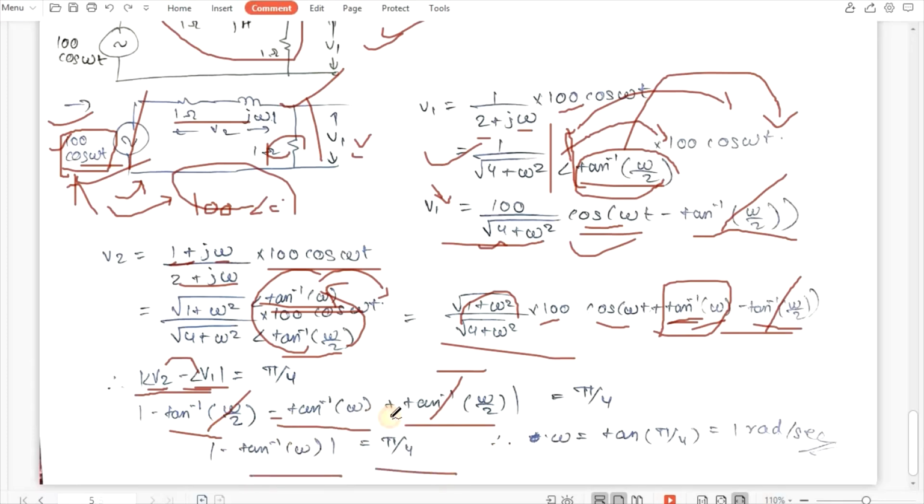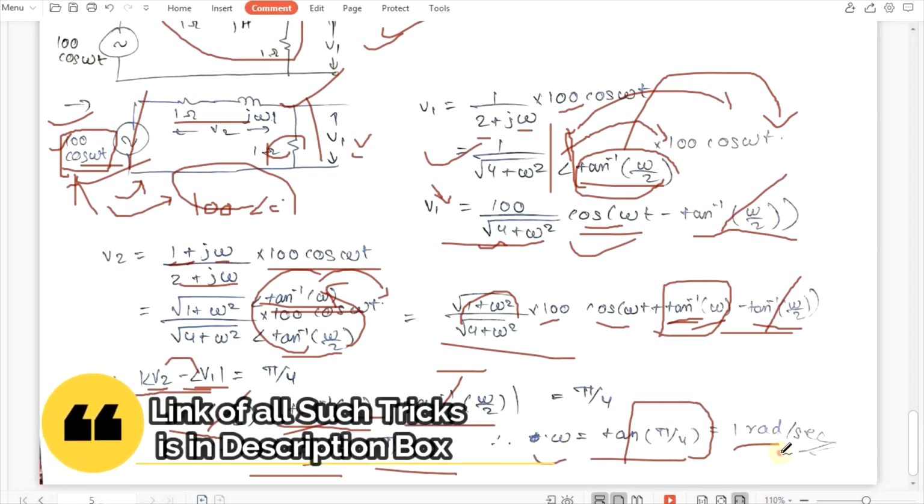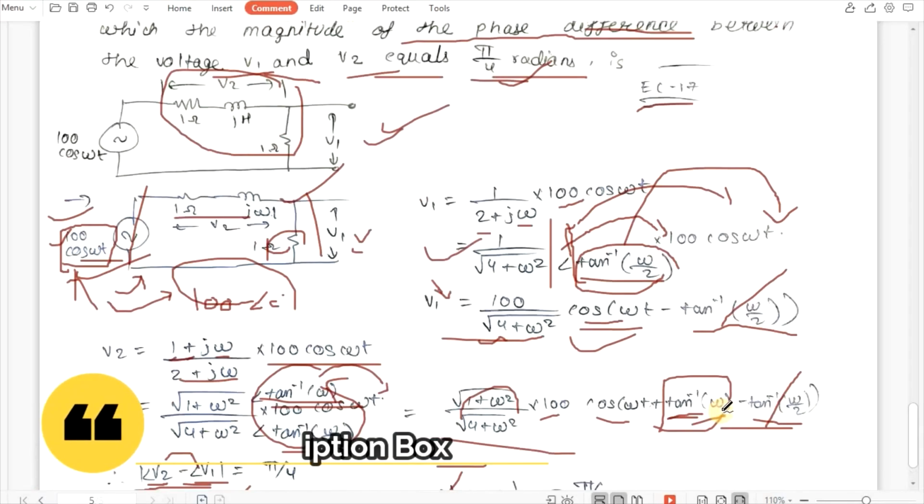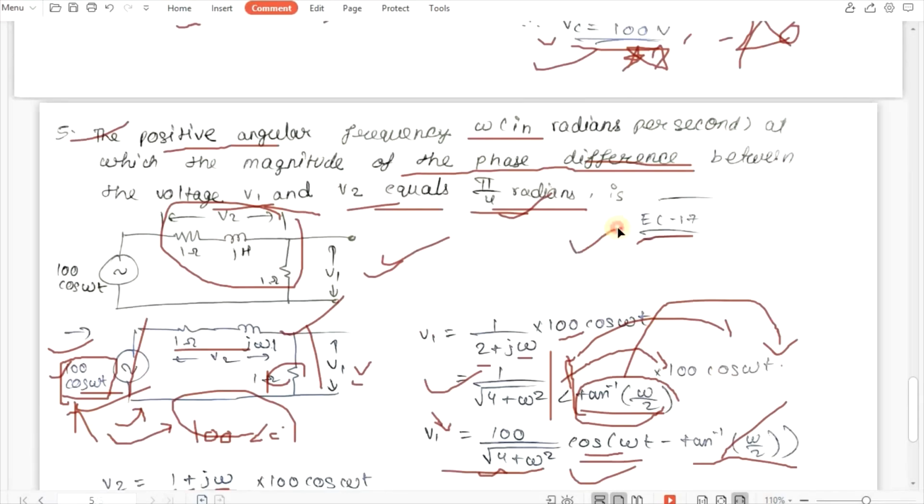Okay, now if we take tan inverse on this side, we will get omega is equal to 10 pi by 4, right? 10 pi by 4 is 1 radian per second. So our omega will be 1 radian per second. The answer for this question is 1 radian per second.